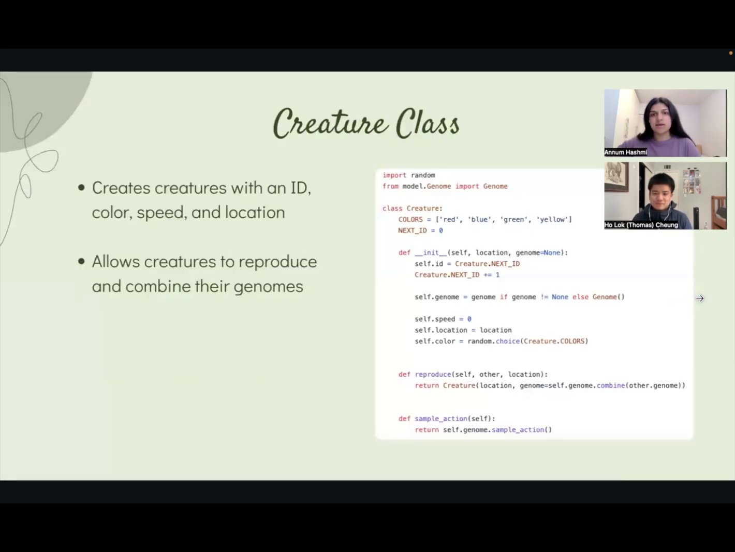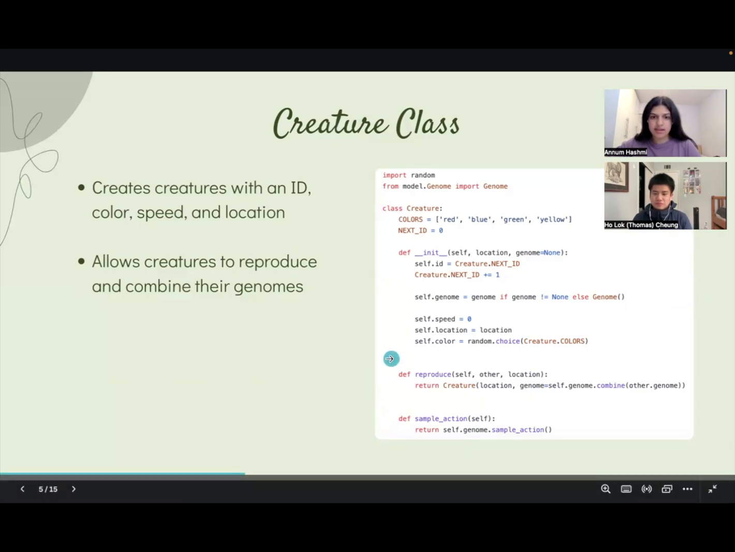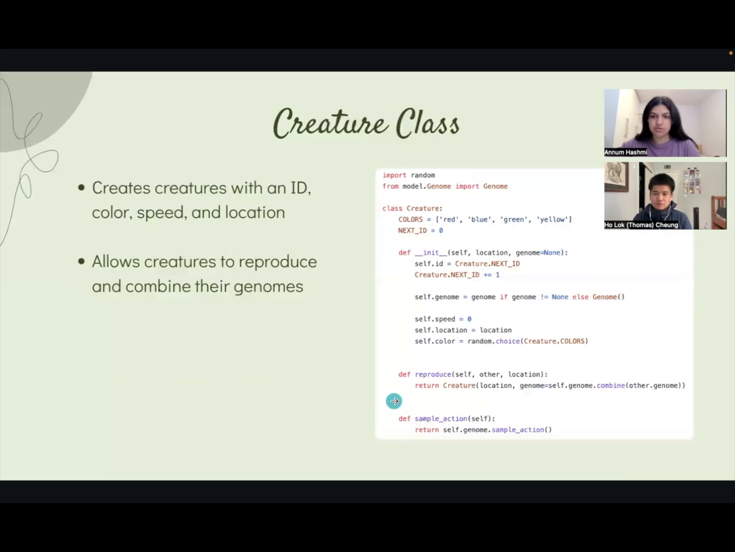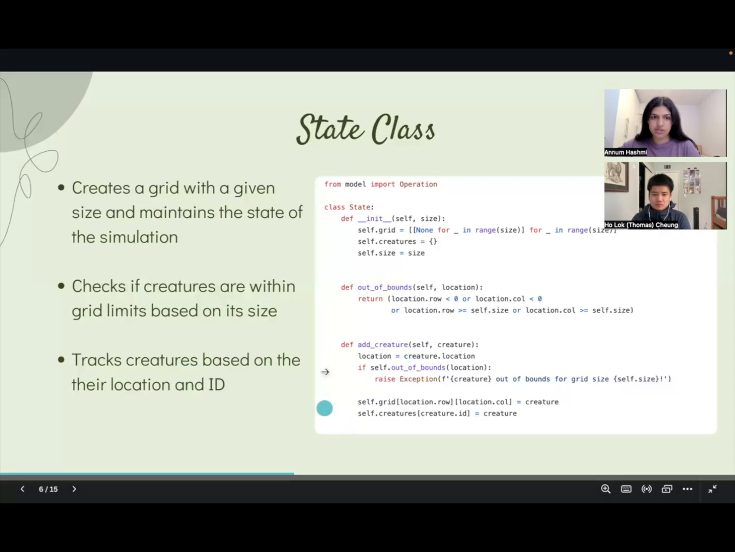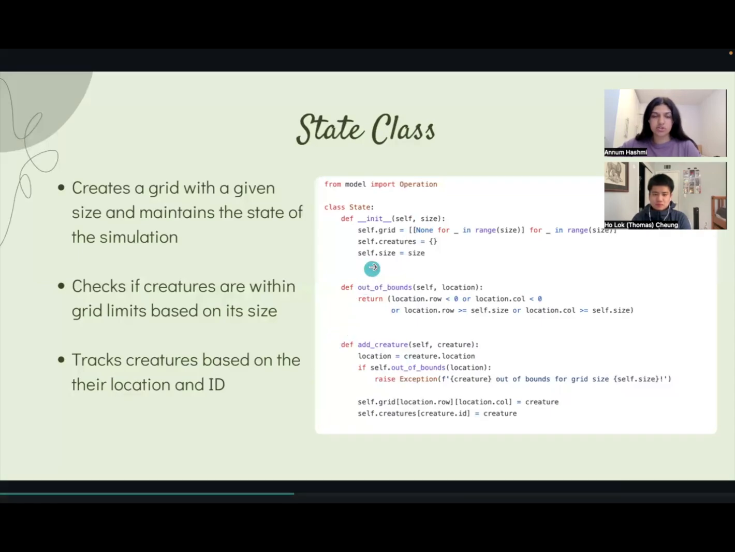So in the creature class, this code over here creates the creatures with an ID, a color, a speed, and a location. And then this function allows creatures to reproduce and combine their genomes. Moving on with the state class, the state class is maintaining the state of the simulation, and to do that, it creates a grid with a given size, and our size is 24 by 24. It is also able to track creatures based on their location and their identification, and it checks to see if creatures are within the grid limits based on the size.